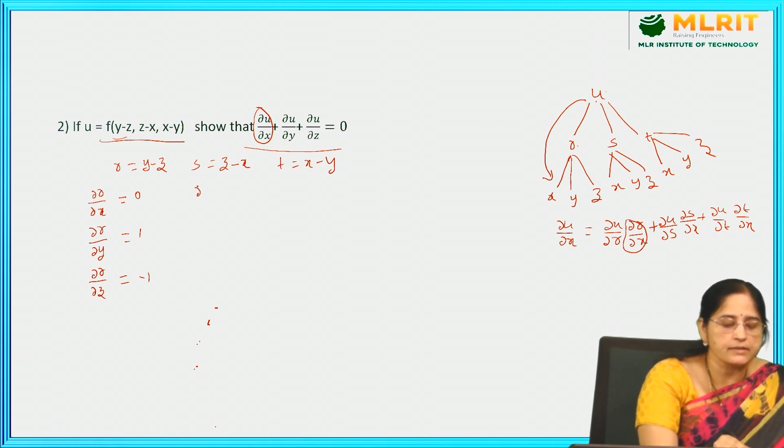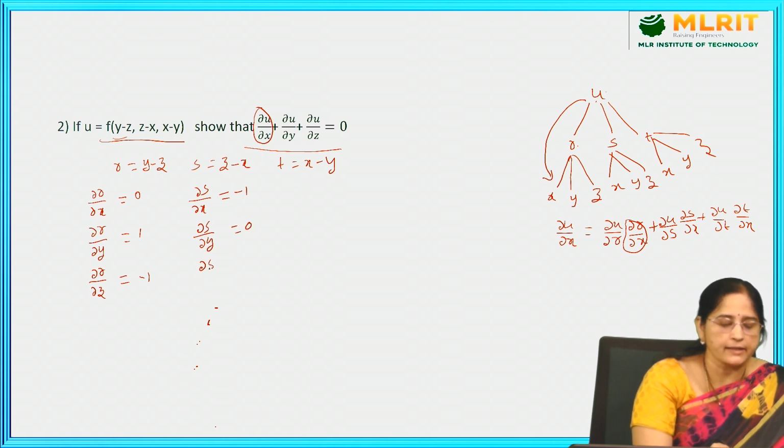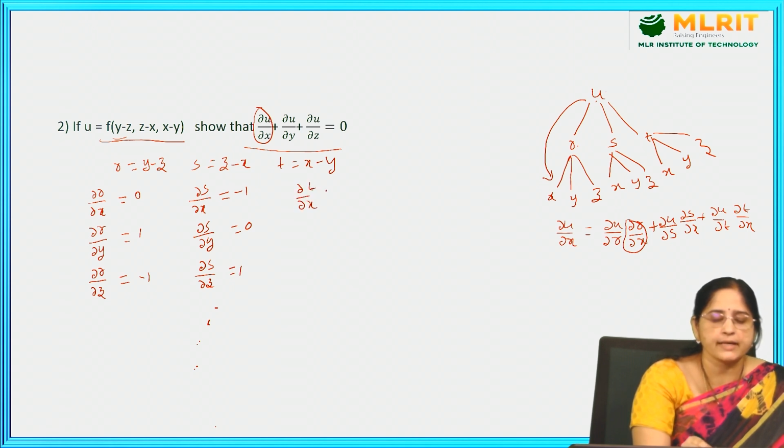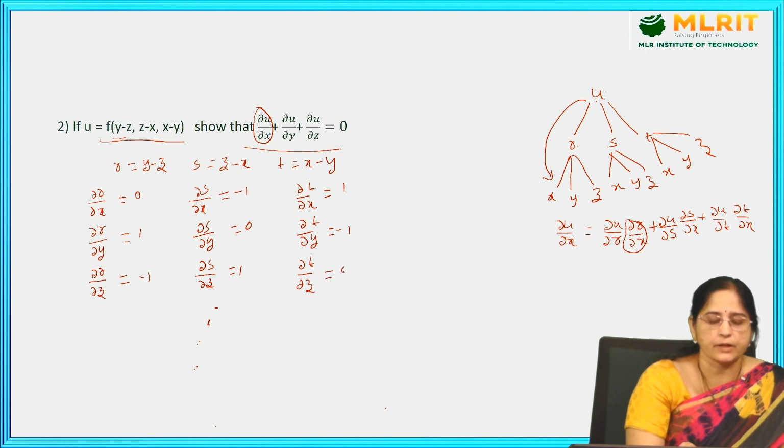Next one is ∂s/∂x, ∂s/∂x is minus 1. ∂s/∂y is 0, there is no y. ∂s/∂z value is 1. ∂t/∂x is 1, ∂t/∂y is minus 1, and ∂t/∂z value is 0.